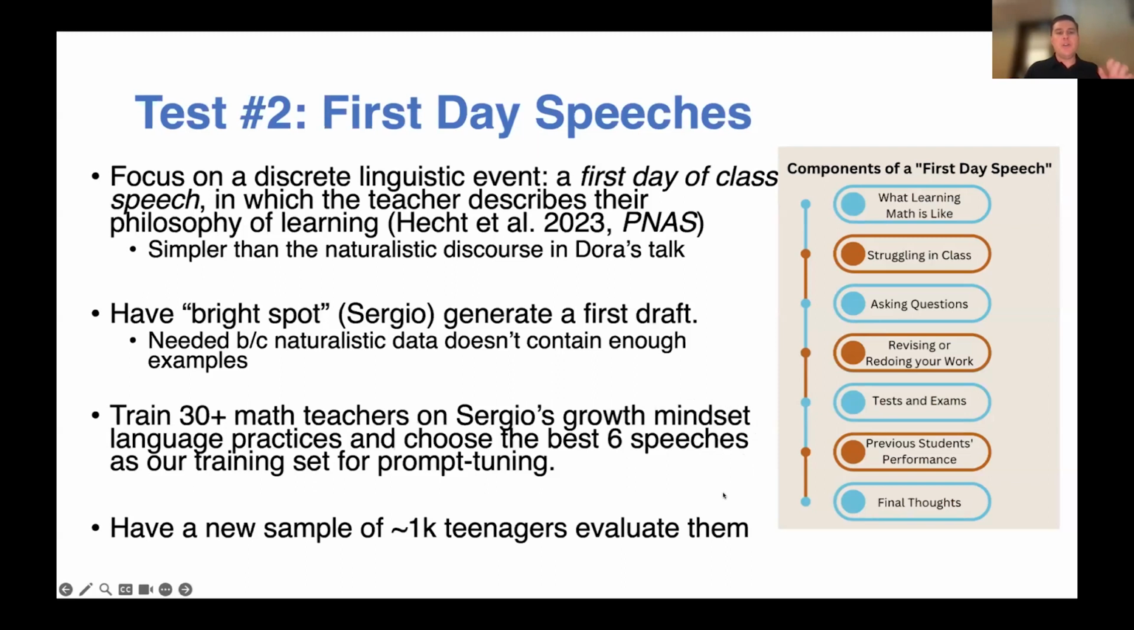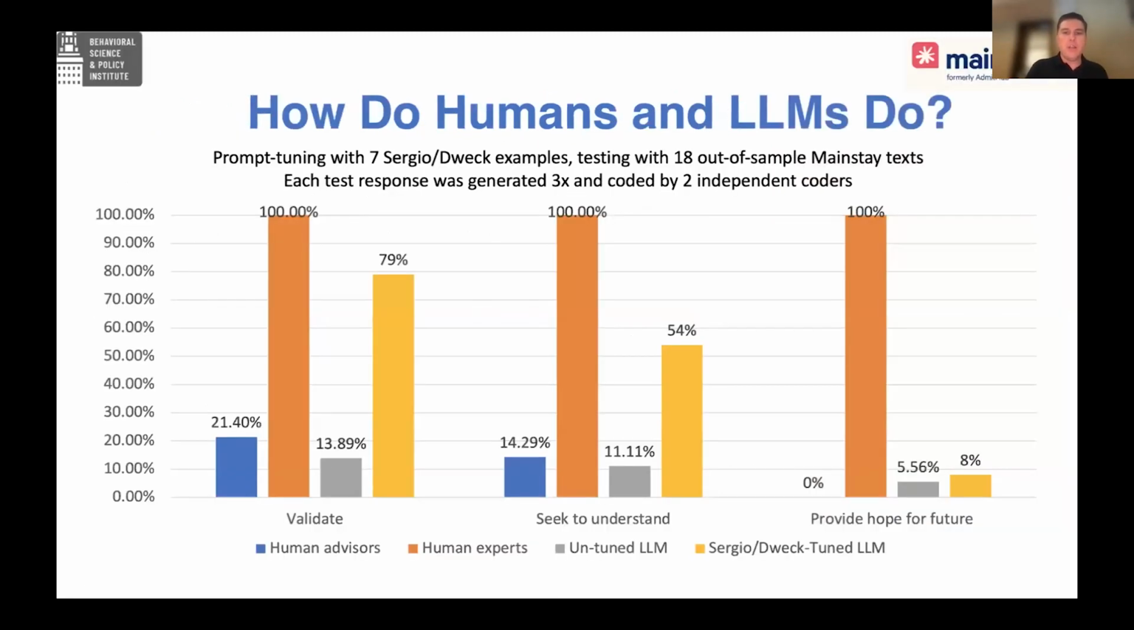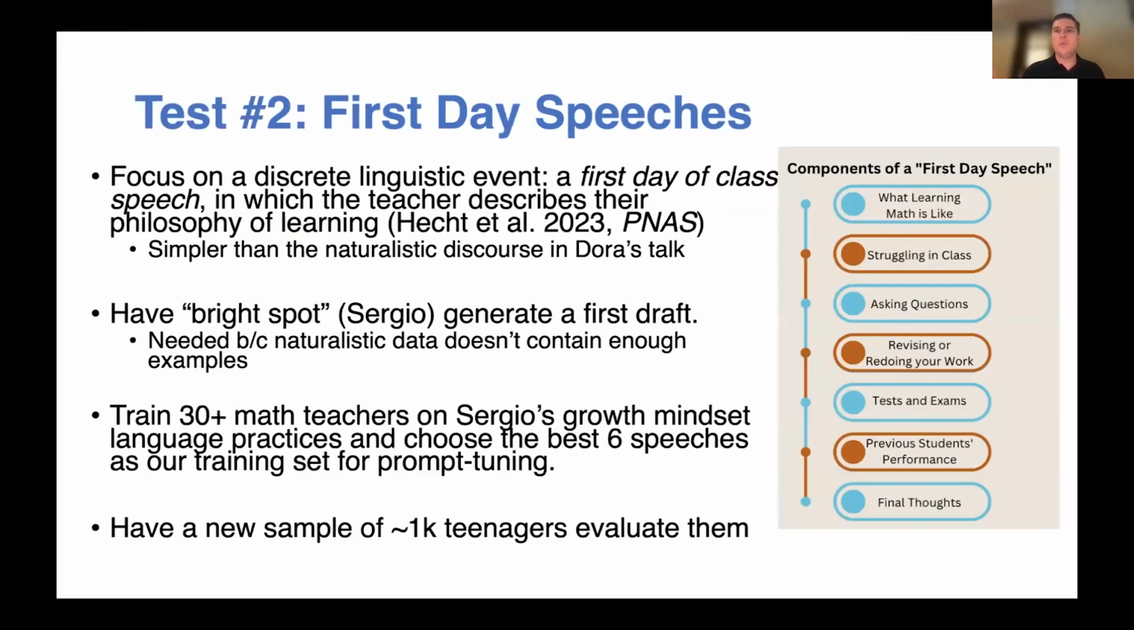And then what we did is we had a new sample of 1,000 teenagers evaluate these speeches. Note that this is what we call impact evaluation. This is different than what I showed you a moment ago. This is like we researchers coded this. We're saying, did it have the elements? What you actually want to know usually is what's the impact on a new kid or a new user. So this is closer to the kind of testing that we think should be done more frequently in the field.